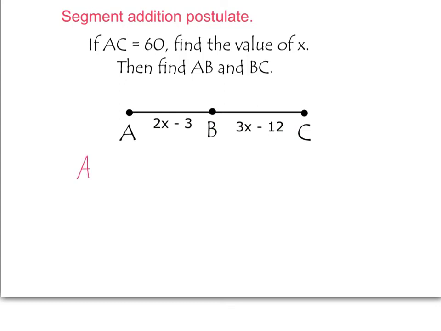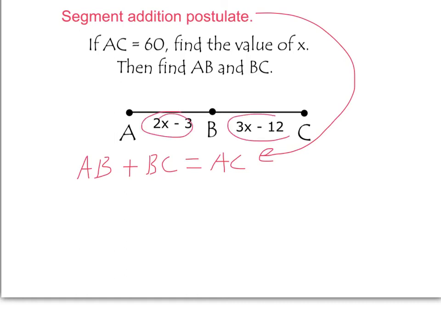So it's safe to say that the measure of AB, remember that notation means the measure of AB, plus the measure of BC is going to be equal to the measure of AC. And we know that because of the segment addition postulate. Once we know that, we can go ahead and plug in our values, 2x minus 3 for AB, 3x minus 12 for BC, and 60, which is hiding up there at the beginning, for AC. And then we'll have a problem we can solve. So 2x minus 3 plus 3x minus 12 equals 60.